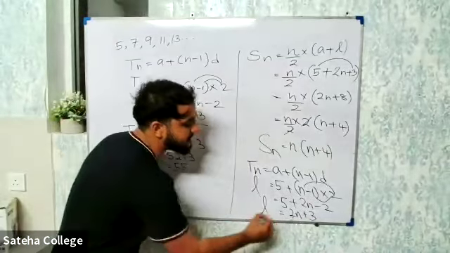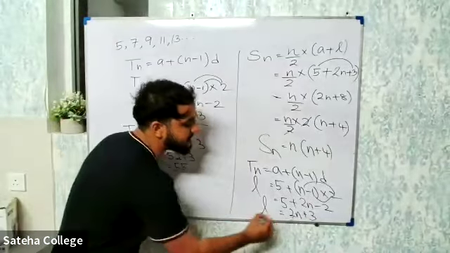Right? Now we can simplify. 5 plus 3 is 8, 2n is here. Take the 2 outside. I have 2 into n plus 4. 2 and 2 cut it off. You have Sn is equal to n into n plus 4. Is that clear? Yes, sir. Thank you.